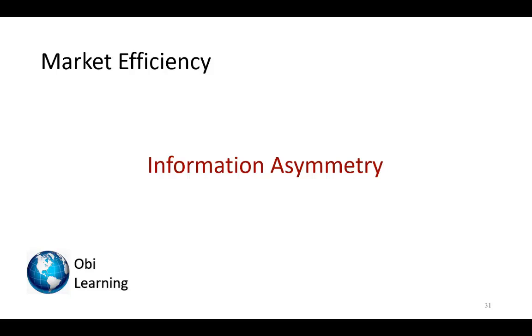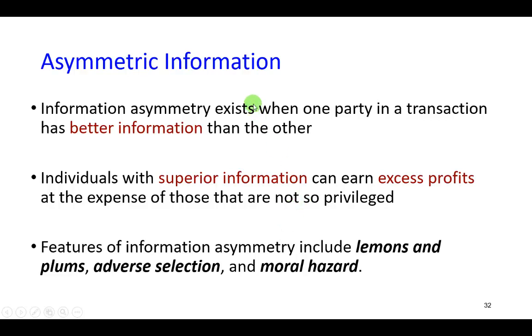This video on market efficiency discusses information asymmetry, which exists when one party in a transaction has better information than the other party in that transaction. And so the consequence is that the party with the superior information has the unfair opportunity to earn excess profits at the expense of those who are not quite so privileged.